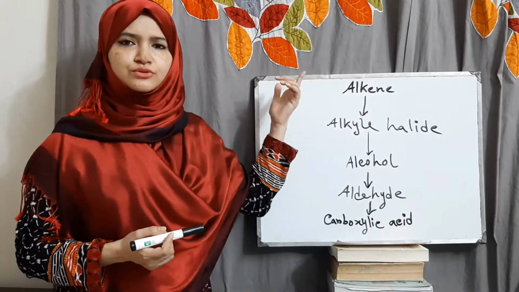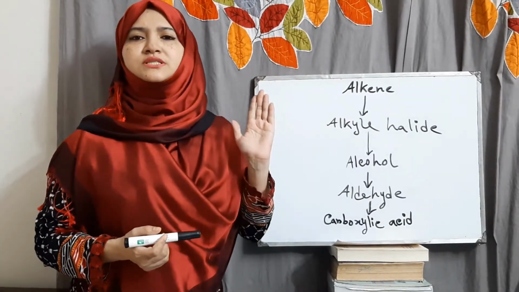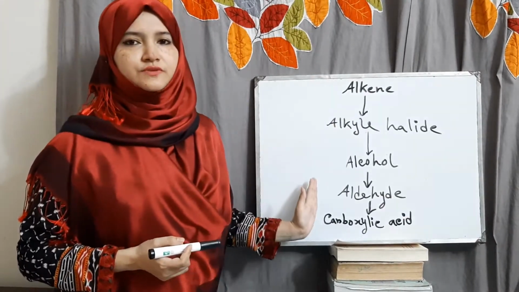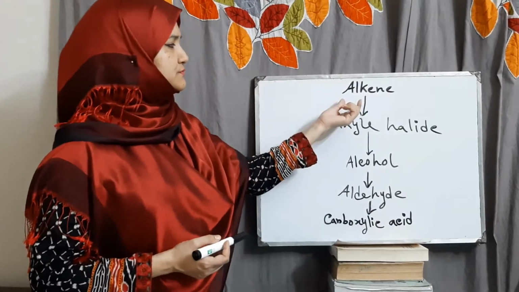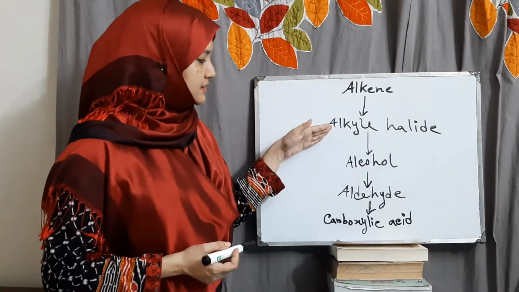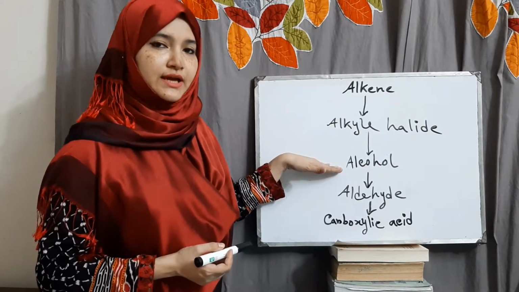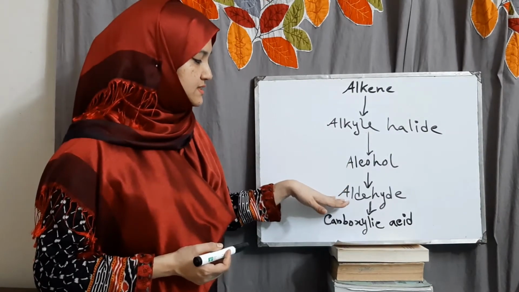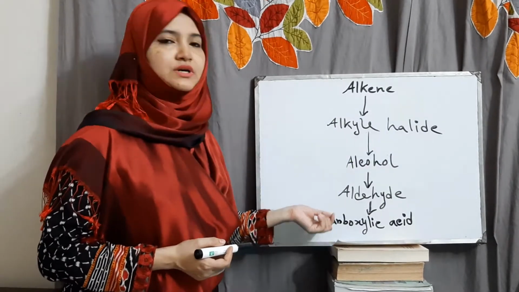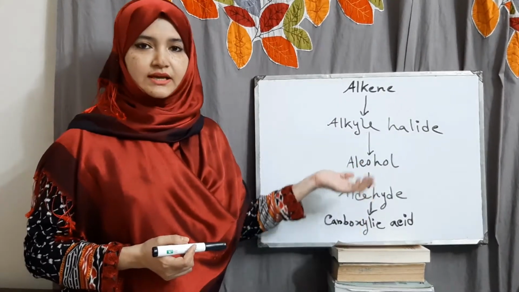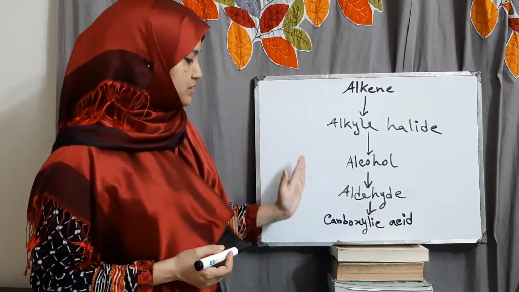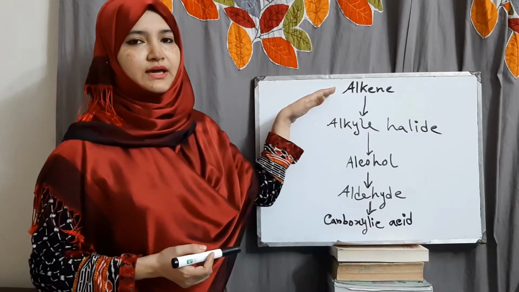This conversion also involves a series of reactions. There are 4 different reactions. From alkene we have to prepare alkyl halide. Then alkyl halide converts into the corresponding alcohol. This alcohol is oxidized into aldehyde, and this aldehyde is further oxidized to carboxylic acid. That means by involving these 4 reactions we can get carboxylic acid from alkene.